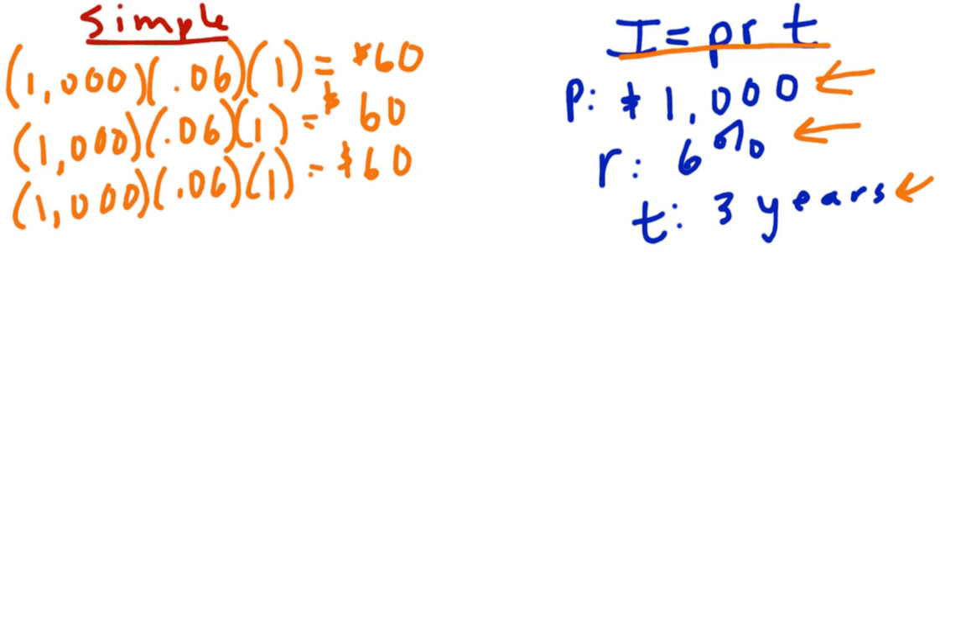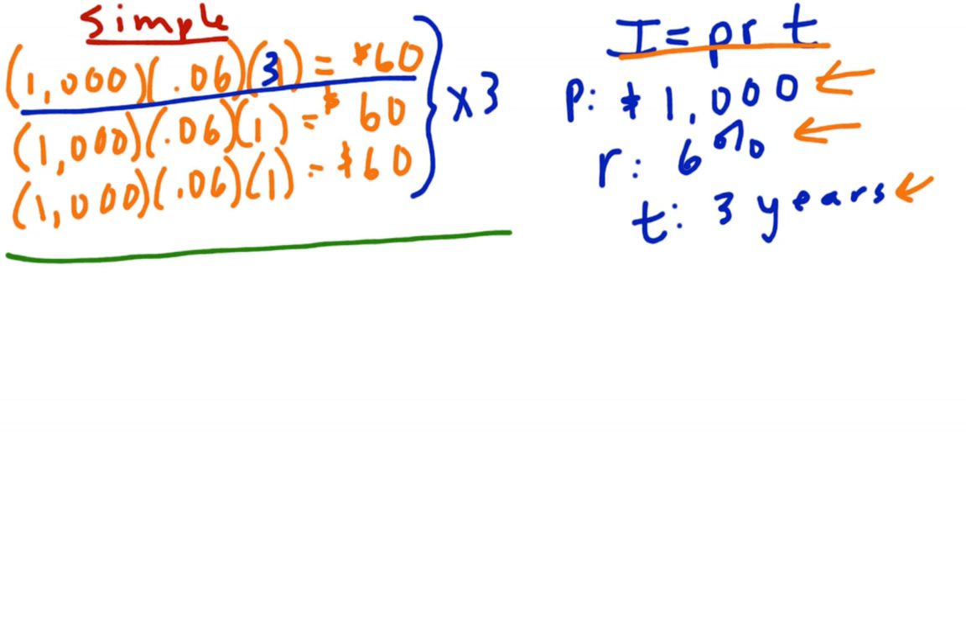And you can see that I can shortcut that by using I equals PRT and multiplying it by 3. Because it's the same every year, $60, $60, $60, so I can shortcut that by replacing my year with a 3, and that gives me my original simple interest calculation that we learned before. Let's look at how that would look if we compound it.